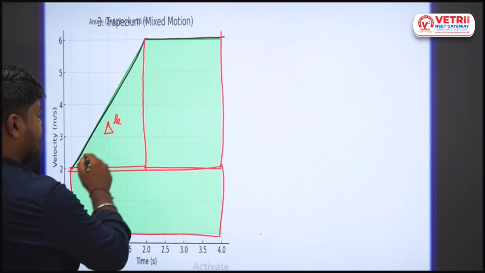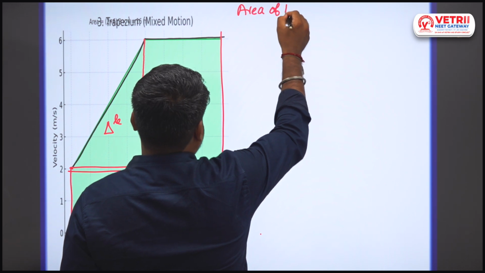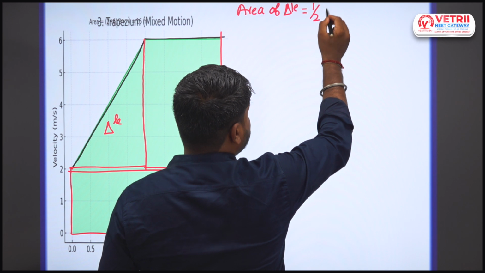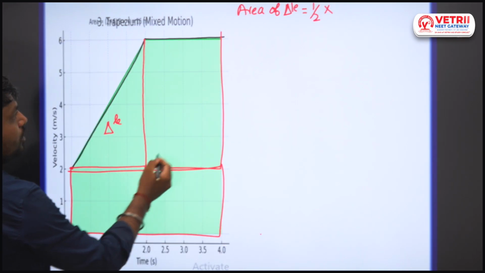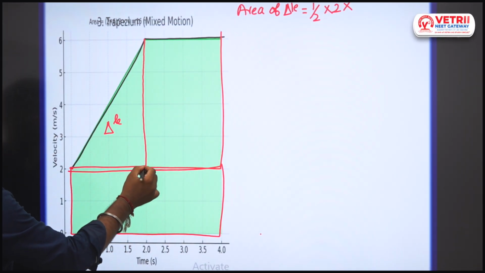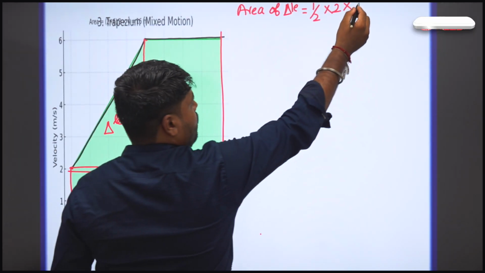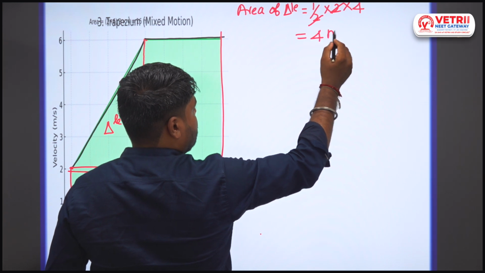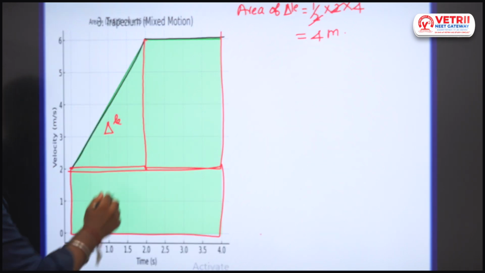So what is the area of this triangle? Area is half into base into height. What is the base? Base is from 0 to here, 2. Into height, 2 to 6, which is 6 minus 2, 4. So the 2 cancels, and the area is 4 meter, because in a velocity-time graph the area is displacement, right? So the triangle is over.